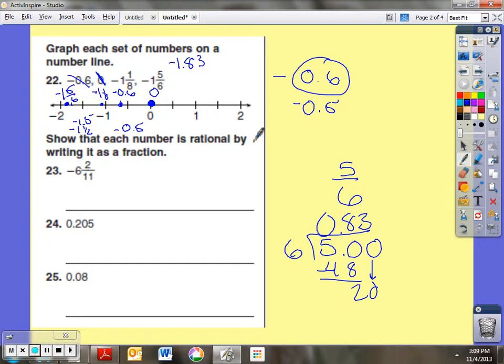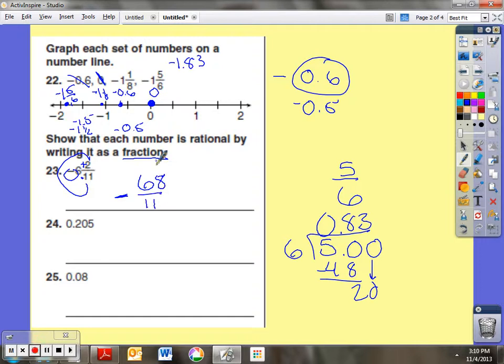Okay, show each fraction is rational by writing it as a fraction. Well, this is a mixed number, not a fraction. So to write it as a fraction, we do our little smile. The girl winks. And then we have a sparkle in her eye. This is a negative, so my answer will be a negative. 6 times 11 is 66. Plus 2 is 68. So I have 68 elevenths.